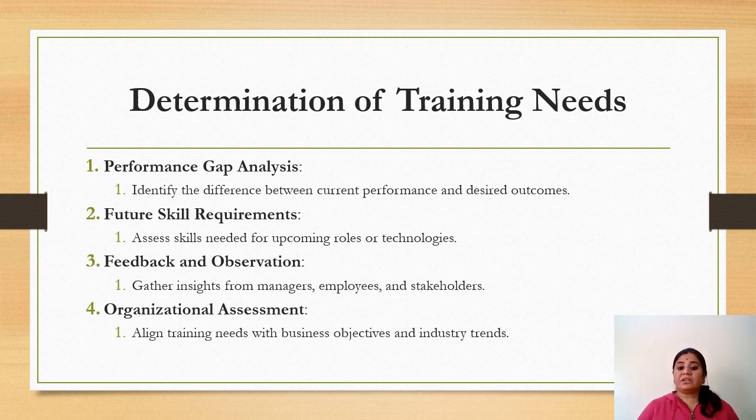Then we have feedback and observation. Gathering feedback from employees, managers, and other stakeholders helps provide a well-rounded understanding of where skill gaps exist. Then we have organizational assessment, aligning the training needs with broader business objectives, ensuring that training is relevant to both individual as well as group development.